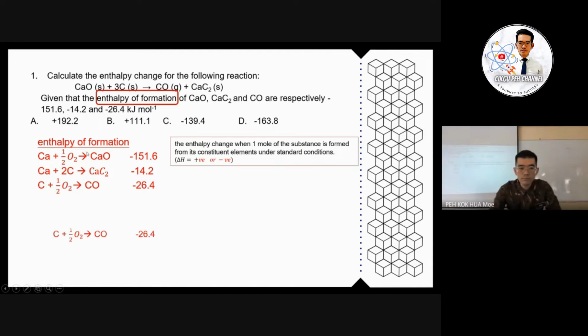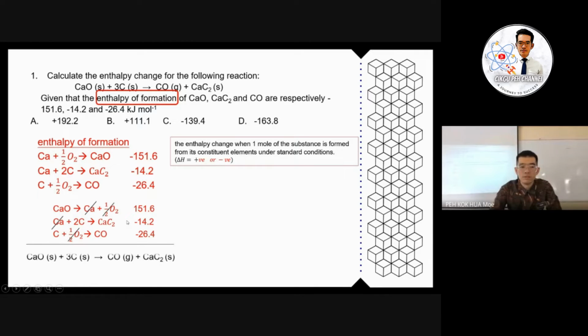So it will become like this. CaO will be the reactant together with carbon. So equations 2 and 3 will be maintained in this position, and we just reverse the first equation as the reactant is CaO. Then we cancel, and the overall equation will be the same as the question given here.